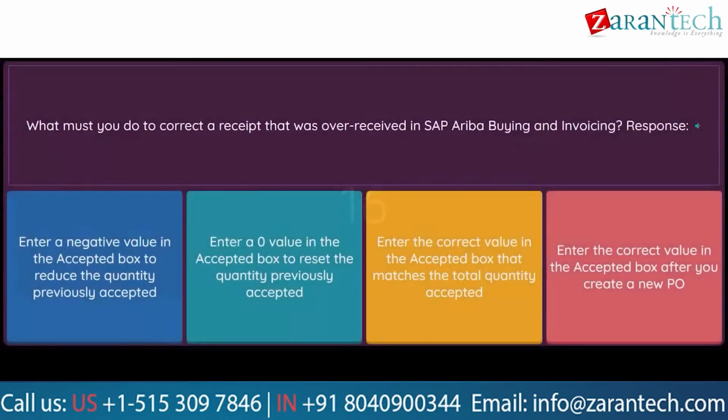Question: what must you do to correct a receipt that was over-received in SAP Ariba buying and invoicing? Response: Option 1, enter a negative value in the accepted box to reduce the quantity previously accepted. Option 2, enter a 0 value in the accepted box to reset the quantity previously accepted. Option 3, enter the correct value in the accepted box that matches the total quantity accepted. Option 4, enter the correct value in the accepted box after you create a new PO.